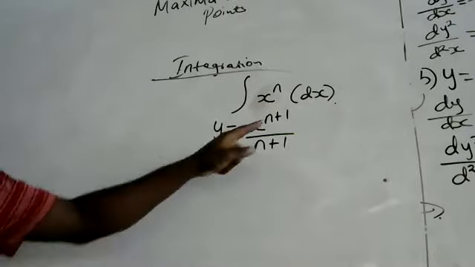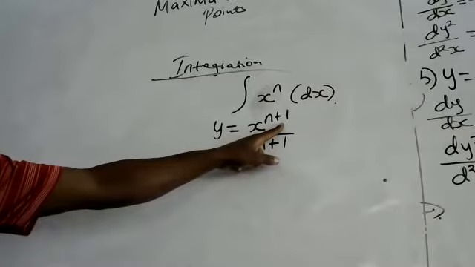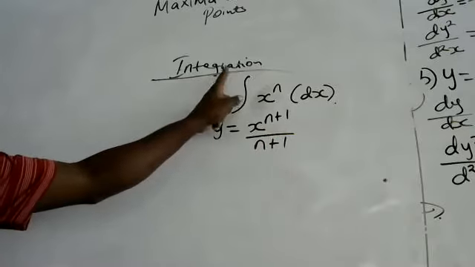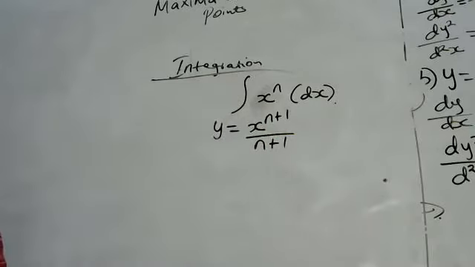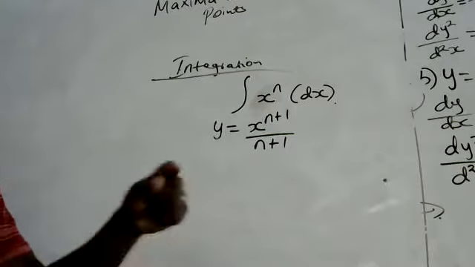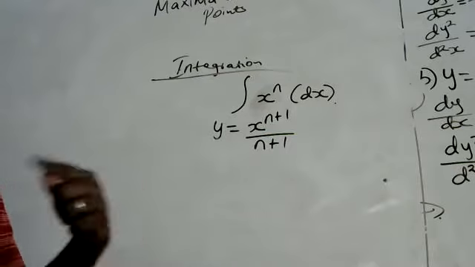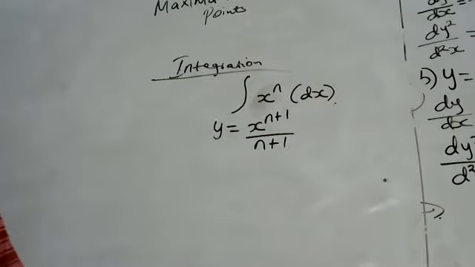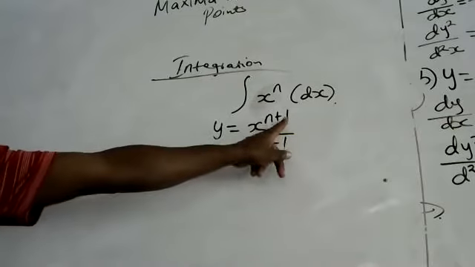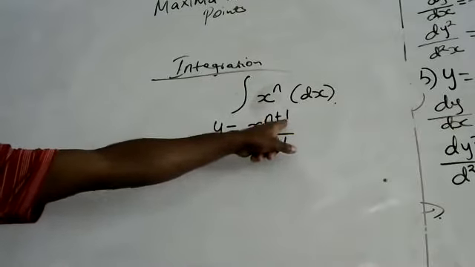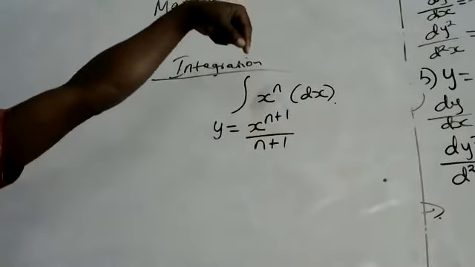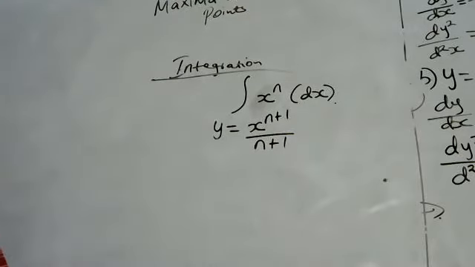Remember, why are we adding 1? We have said that integration is the opposite of differentiation. When we do differentiation, when we are getting the dy over dx, we normally subtract 1. Now if we want to go back to where we were, then we must add that 1. We add the one that we had subtracted from that particular power, so that now we can get the original value that was there.